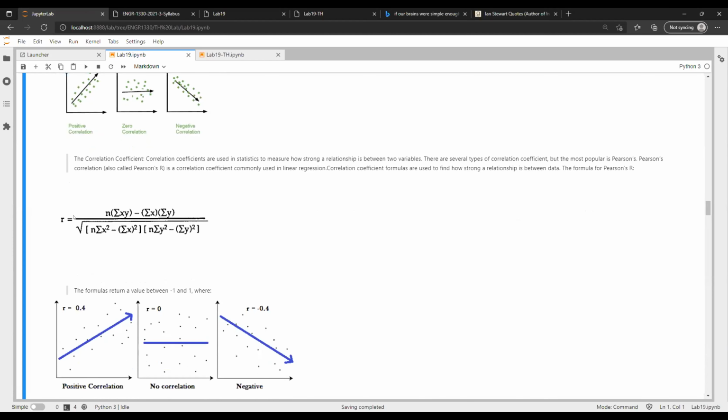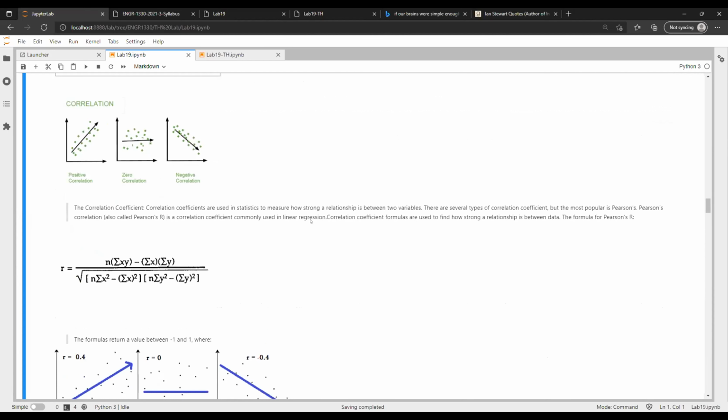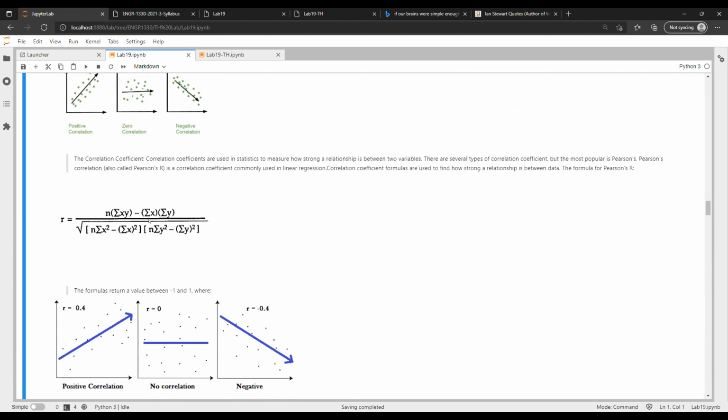But here is the formula for the Pearson's R coefficient. Rarely, if ever, maybe a question on an exam would have you plug things in. But other than that, you're going to be using the actual, I forget the syntax, but it's just a function. And it's pretty easy.